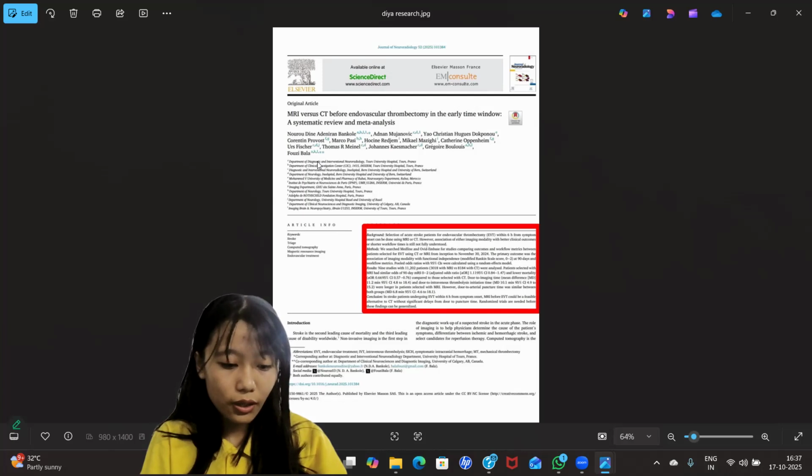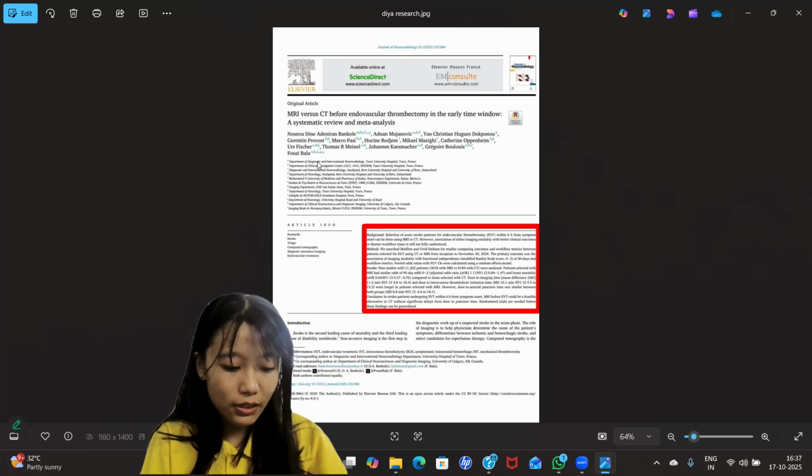The findings showed that MRI and CT had similar 90-day functional outcomes, meaning both imaging methods were equally effective in helping patients recover. Interestingly, MRI patients had a slightly lower mortality rate compared to those selected with CT. However, MRI took a little longer, roughly 10 to 11 minutes more for imaging and treatment initiation.